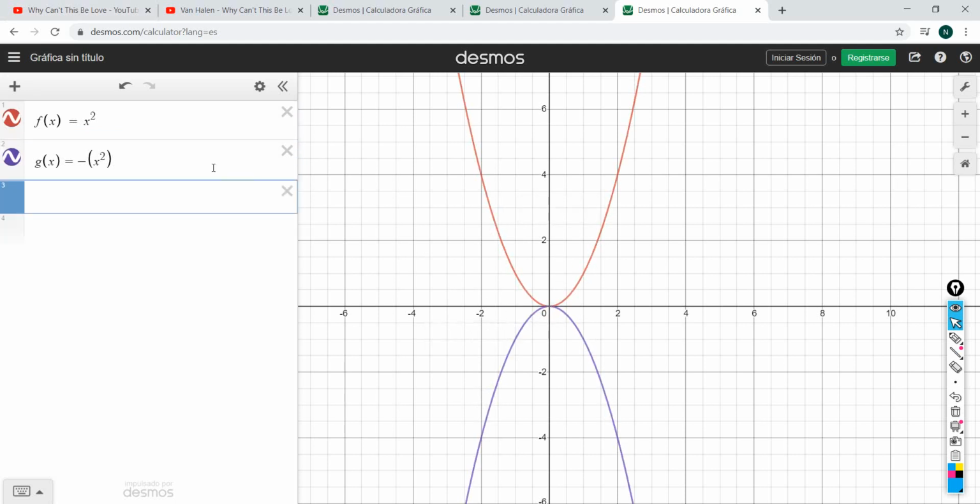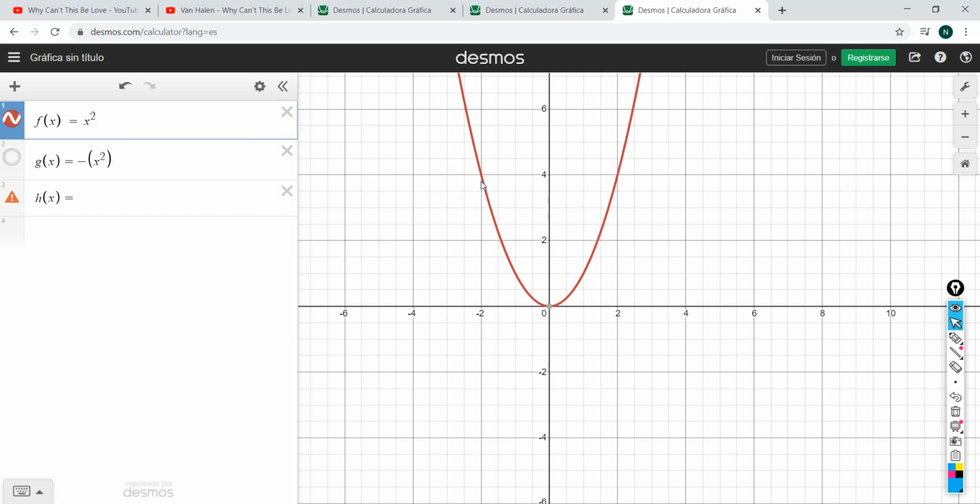Simple enough. Now, I'm going to ask you a question. What do you think is going to happen when I try to reflect my original function, which is this, about the y-axis? And I'm going to call that function h. h is going to be the reflection of f about the y-axis. What do you think is going to happen? Anything new or not? Nothing is going to happen, right?